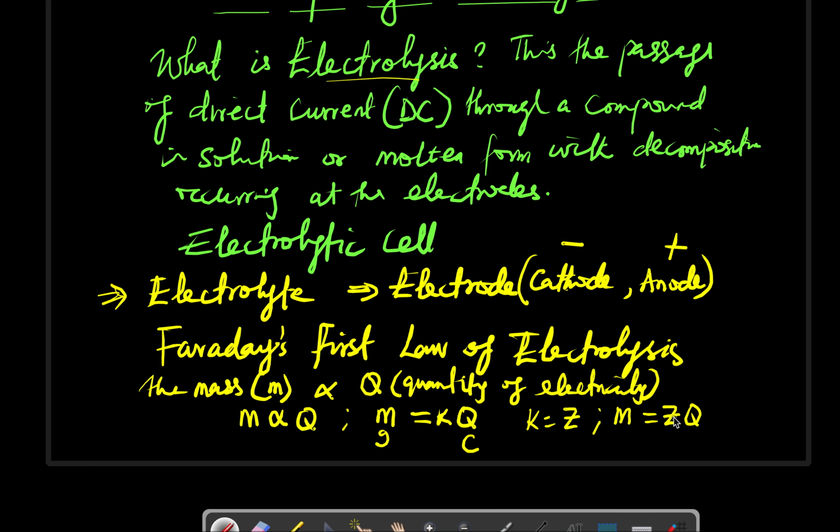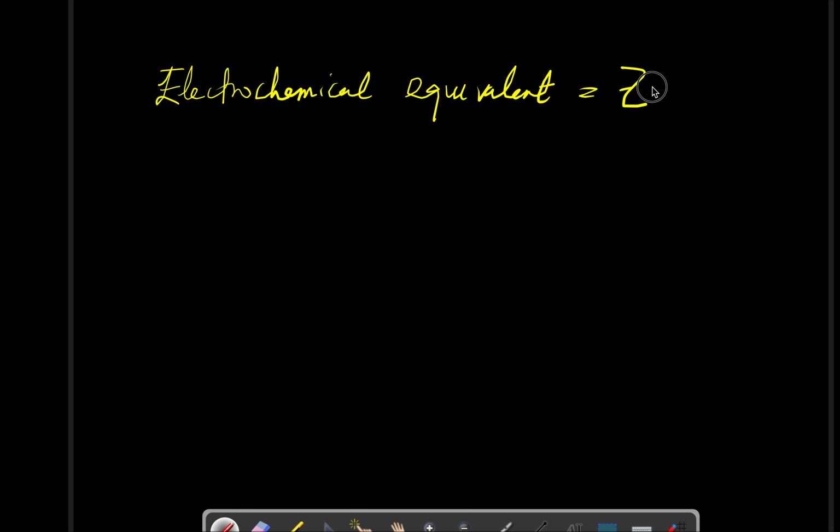So what is this Z? Z is a constant of proportionality, and the name of this constant is the electrochemical equivalent. You can put that down. The name of that constant is electrochemical equivalent. So that is the meaning of this particular constant Z. Whenever you see Z in this formula, M equal to ZQ, just note that Z stands for electrochemical equivalent. That is very, very important.